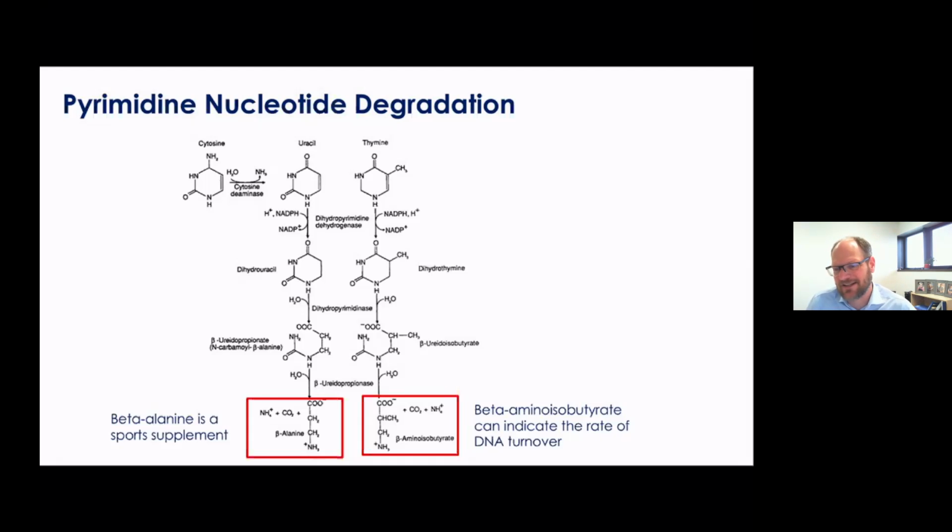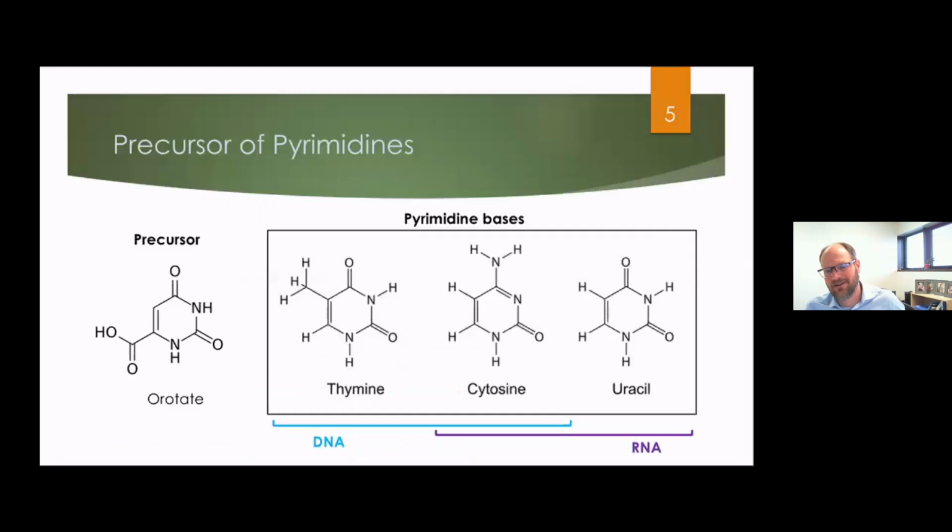You probably recognize this from our supplements lecture: beta alanine is also something that some people take for sport supplementation. I'm not exactly sure what the rationale for that is. I don't know, it's like eating uracil poop to make you stronger. And then there's also beta aminobutyrate. If you find it, it can be an indicator of DNA turnover.